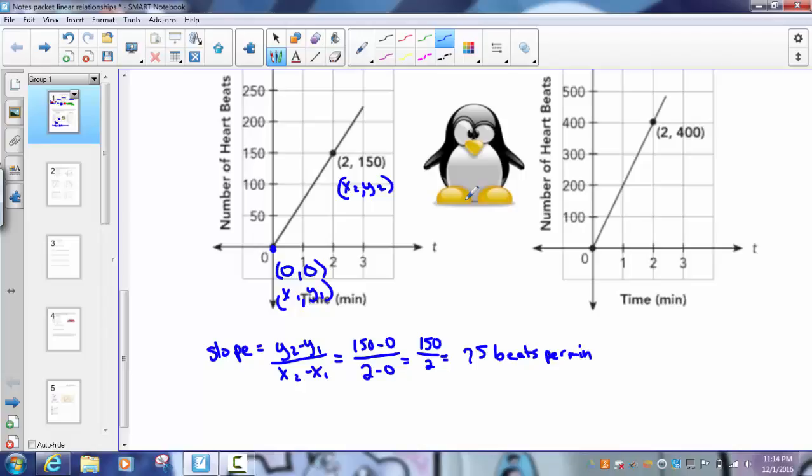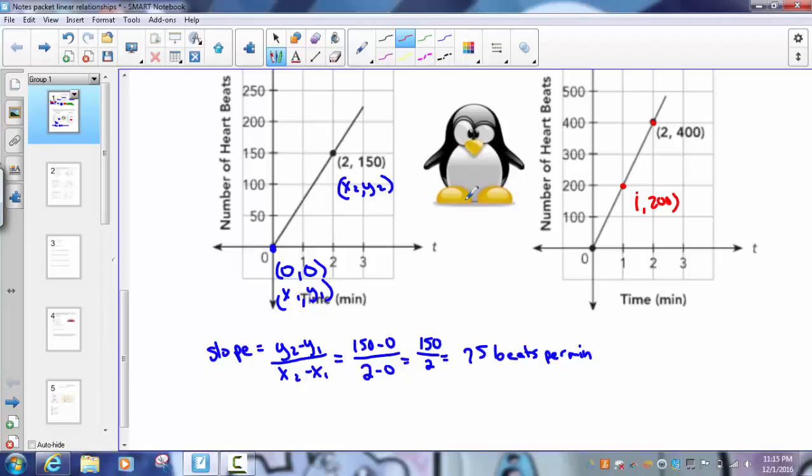So that's my rate here in this first graph. Now I'm going to do the same thing in my second graph. I'm going to find 2 points. This one's already labeled for me, 2 comma 400. Now I'm going to find another point. I could use the 0, 0, but I don't have to. This point is easy to see. This is clearly 1 comma 200.